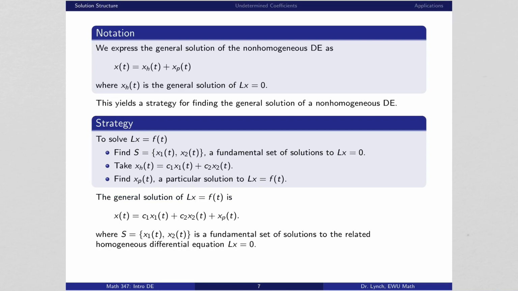So we know how to find x1 and x2. That was material from the last section. In this video, we'll see how to find a particular solution. So how to solve for a solution of the non-homogeneous equation, which will give us ultimately the general solution of the non-homogeneous equation.